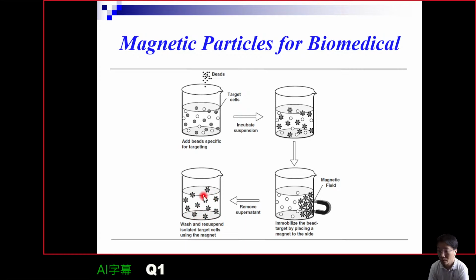And this kind of entity you can use to inject or introduce into the blood vessel, doing some magnetic therapy.